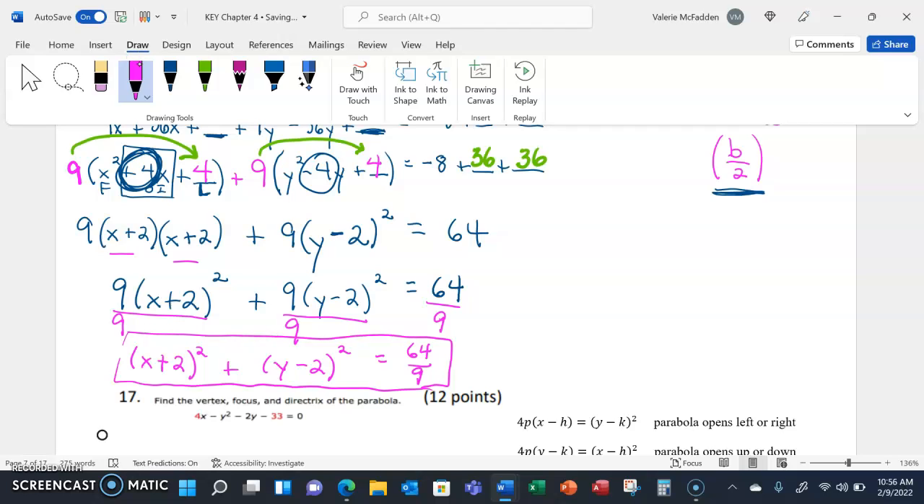And if we wanted to know where the center of the circle is located, the center is at (h, k). H is always with x, k is always with y.